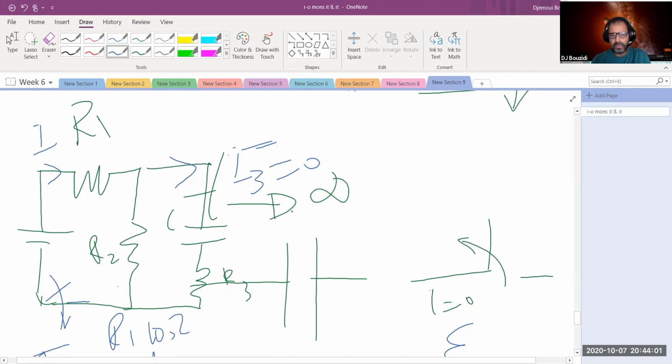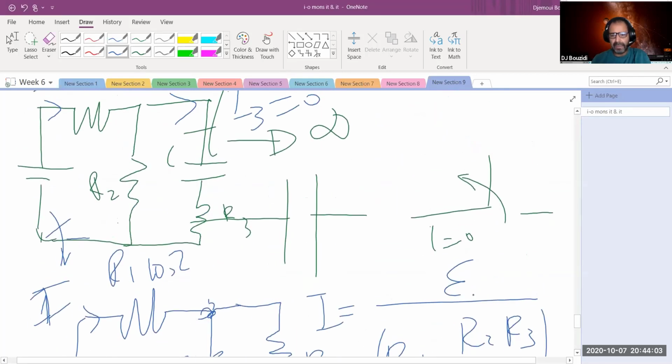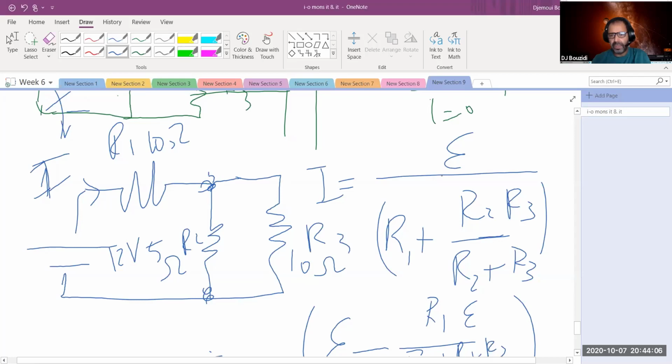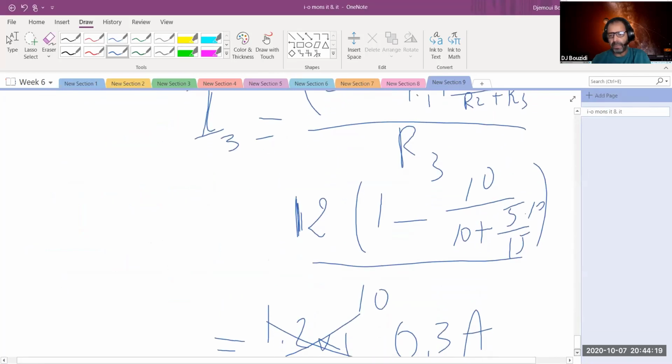And it should be simply the EMF divided by the R equivalent. And the EMF is 12, divided by the R equivalent, which is 10 plus 5 times 10, which is 50, divided by 15, which is 5 plus basically 10. Okay, so it should be more than 0.3.